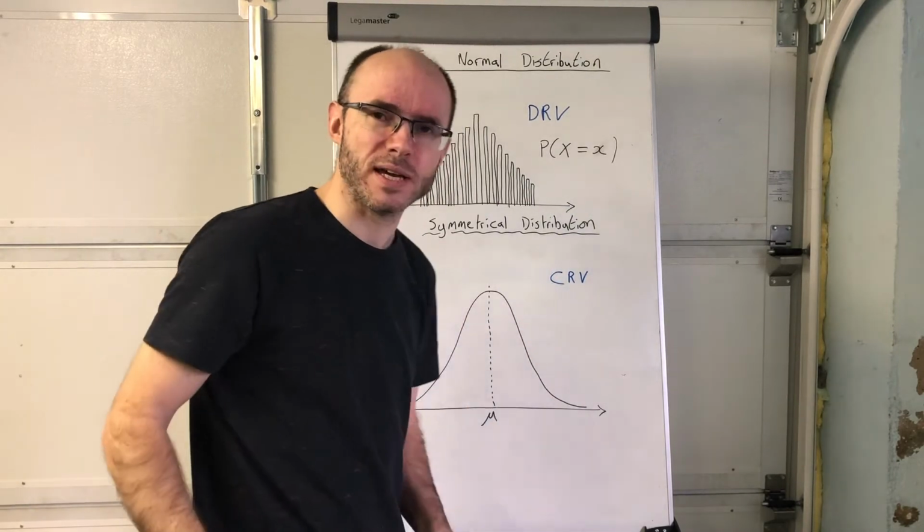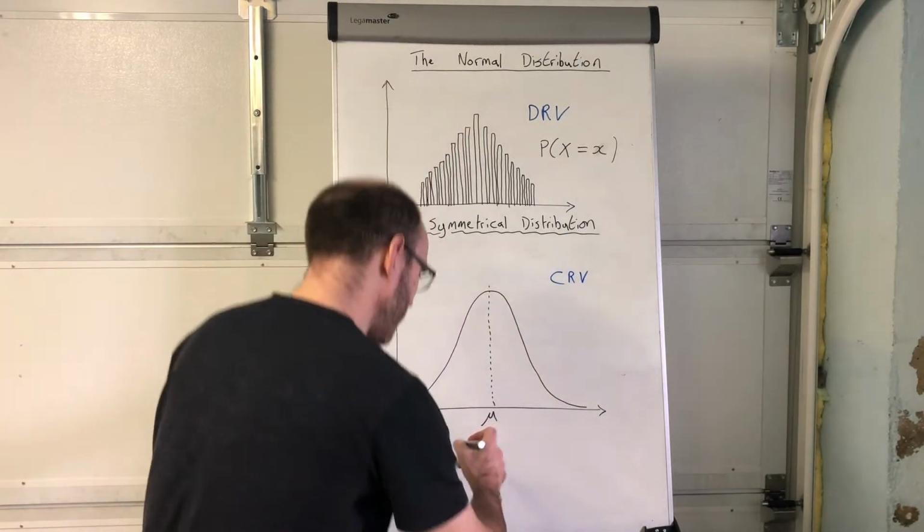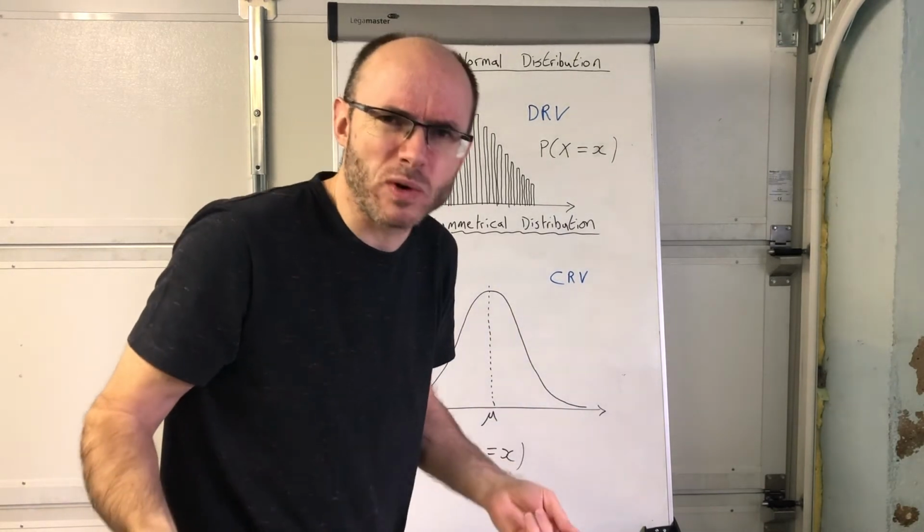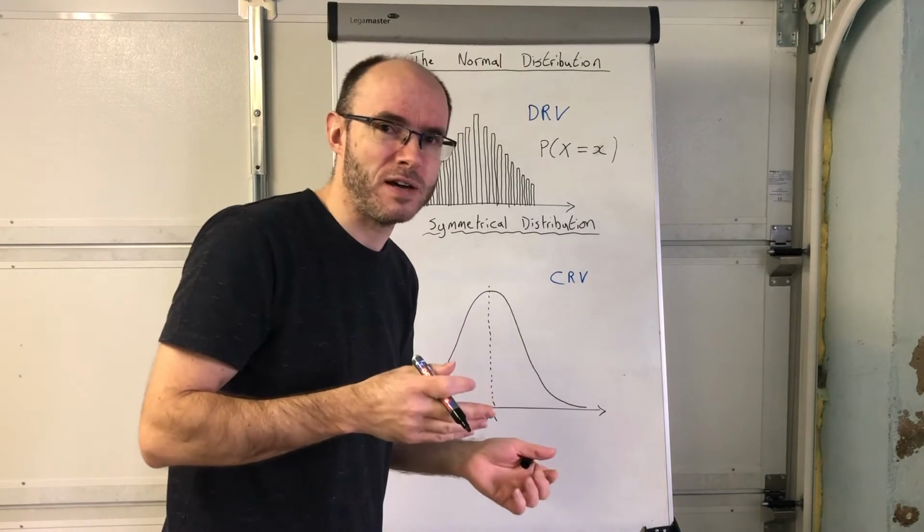With continuous data, if you look at the same sort of thing, the probability that x takes a particular value, it doesn't matter what it is, 2, 3, 5.5, pi.